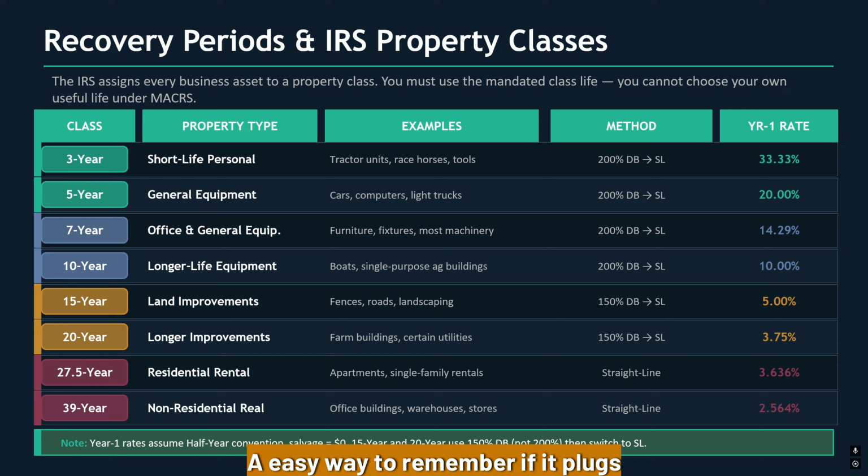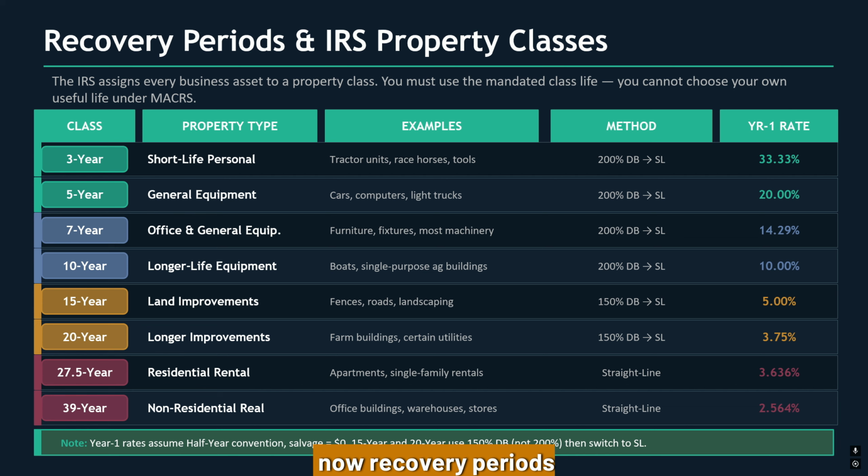An easy way to remember: if it plugs in or drives, probably 5-year. If it sits in an office, probably 7-year. If it is a wall, 39 years. Computers used in a home office must meet the listed property rules to qualify for accelerated depreciation. That is a common audit area.